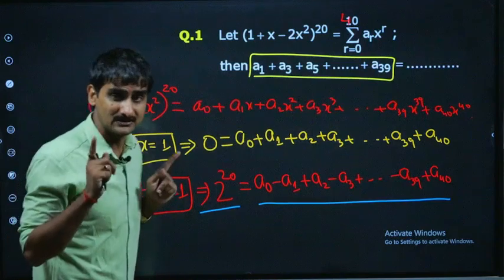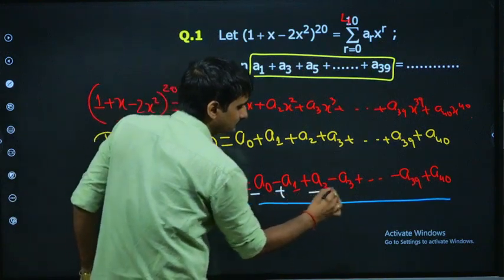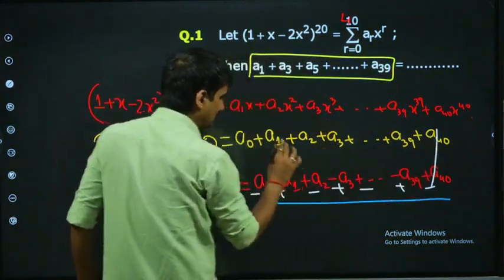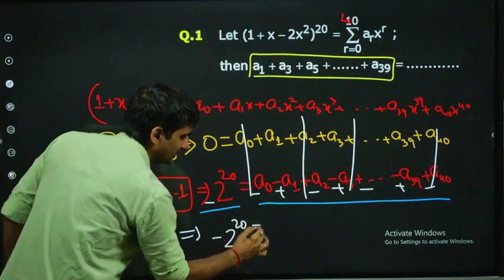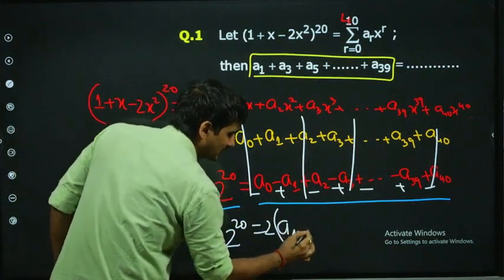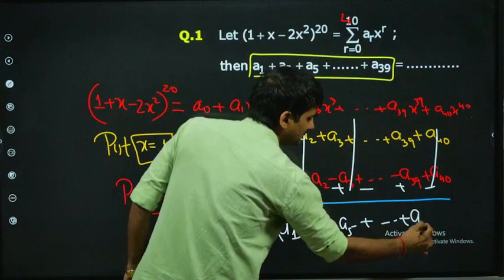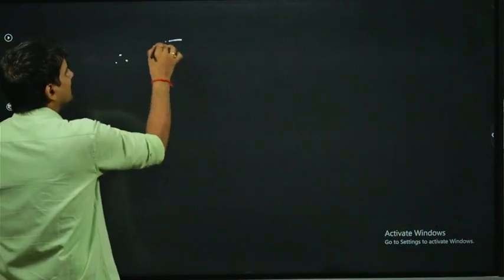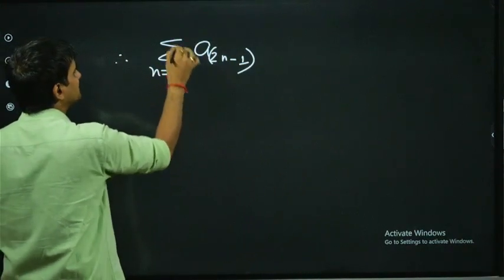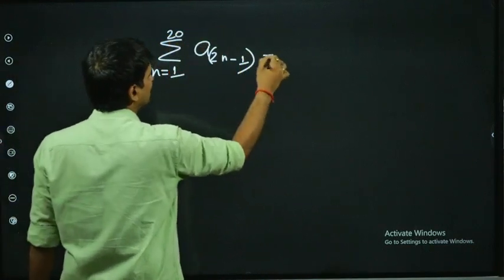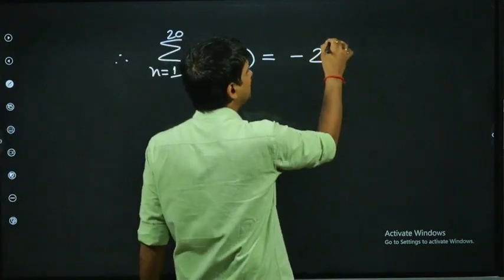So here we need the sum of all odd coefficients. As we can see, if we subtract them, then the even terms will get cancelled. We will be left with just odd terms on the RHS. So 2 times a1 plus a3 plus a5 and so on up to a39. Therefore, summation a2r plus 1, and that's another way of writing it. I am deliberately writing it so that you remember that this is another form of writing the sum of all odd coefficients. So what is it? Minus 2 raised to the power 19.